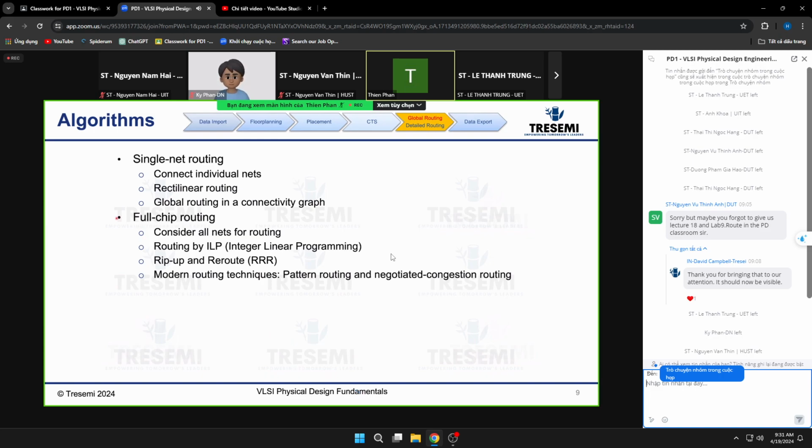And the second one is full chip routing, right? So it looks at all the nets, not just a few, and it uses a different type of routing algorithm. As the chip gets more complex, the algorithm gets more complex as well. I think this is kind of beyond the scope of this class, but I just want to mention it here so we are aware of that.